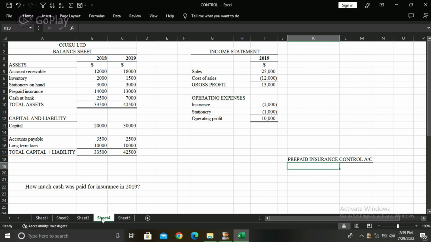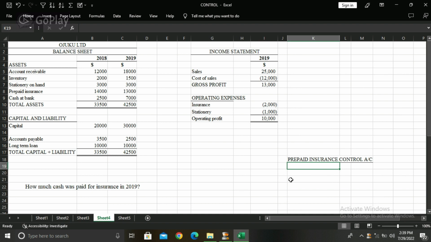Coming to sheet 4, it's asking us how much cash was paid for insurance in 2019. Do we have insurance in our statements? Yes, here in our income statement, we have insurance, which is 2,000. Then let's look at our balance sheet. We have prepaid insurance. For 2018, it is 14,000, and in 2019, it is 13,000.